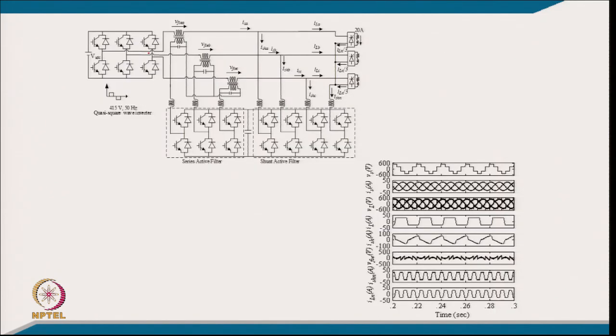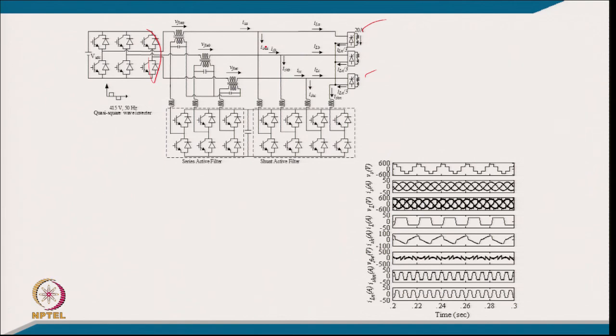This is the system that we have: a quasi square wave, and by this inverter to the load, and we have 3 single phase loads in a 3-phase 4 wire system. Typically, the shunt filter is providing the neutral current, harmonics and reactive power, and the series filter is providing the voltage regulation across the load as well as making the voltage sinusoidal, because this voltage is non-sinusoidal.